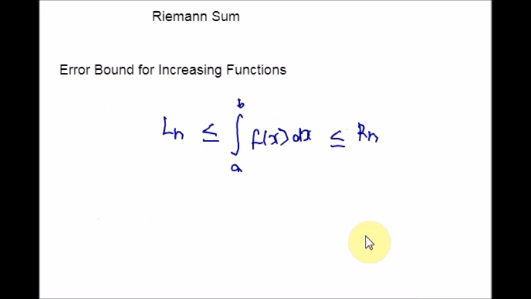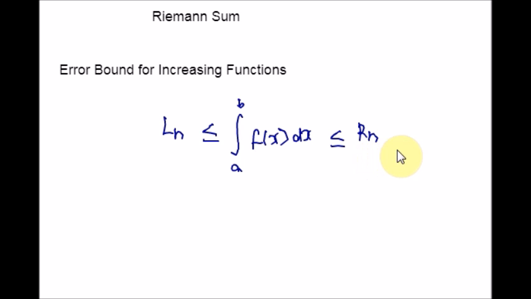Let us also talk about the error bound for increasing functions. If f of x, the function, is increasing on the interval a comma b, then for all n, Ln, the left hand sum, is less than or equal to the integral a to b f of x dx, less than or equal to the right hand sum.